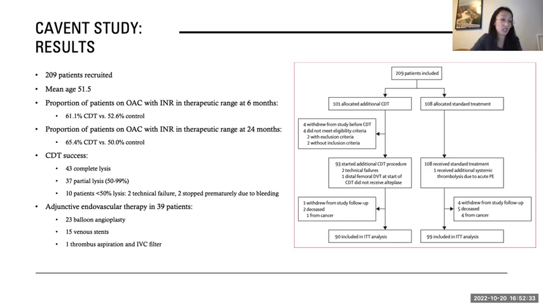which is interesting because they had really good results, whereas some of the other ones didn't, but we'll go through that after. And of the patients who did receive thrombolysis, 39 patients had adjunctive endovascular therapy, of whom 15 also had venous stents. This is sort of the patient population here on the right side. So in the end, 90 were included in the intention to treat for the CDT arm and 99 in the standard treatment arm.